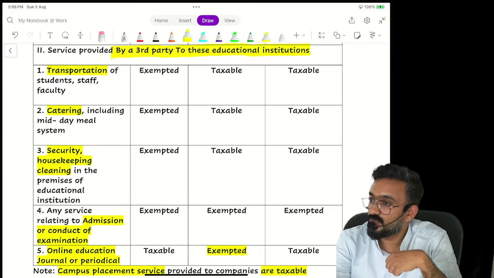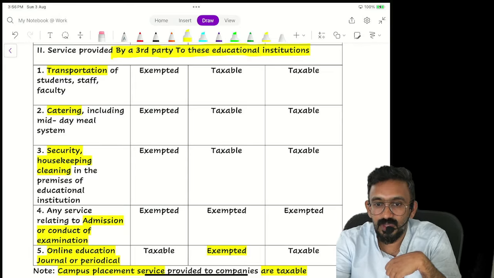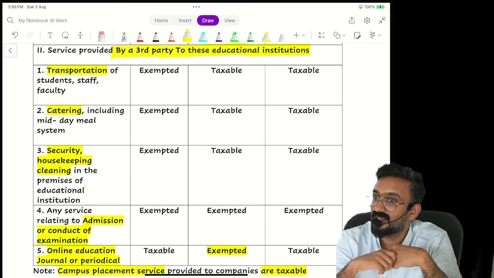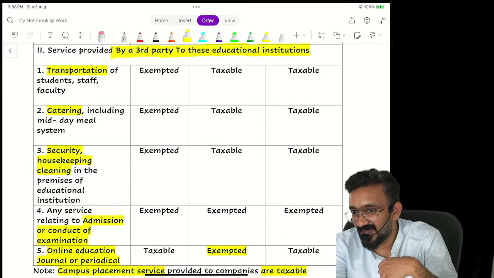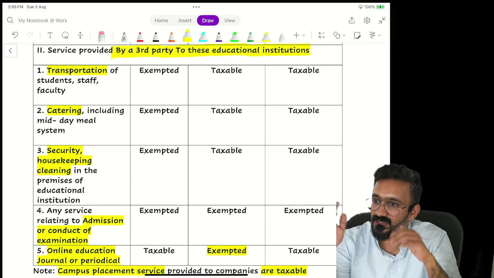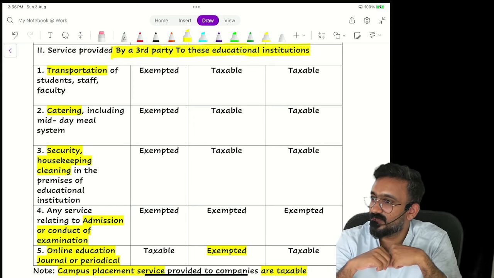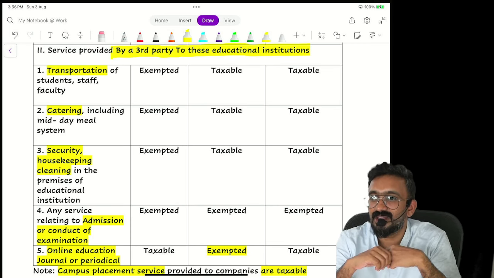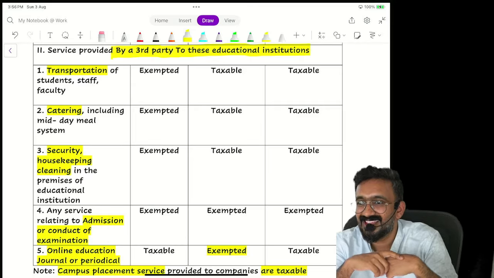Second, educational institution. Say Don Bosco school has a canteen inside. Don Bosco school is giving food to the students and then collecting money. Taxable or exempt? Exempt. Why? It is by an educational institution to students. Everything is exempt. Loyola College runs a canteen and gives food to the students. Would it be taxable or exempt? Exempt. Who's the supplier? College. Who's the recipient? Students. College to student. Everything is exempt. Are you understanding?